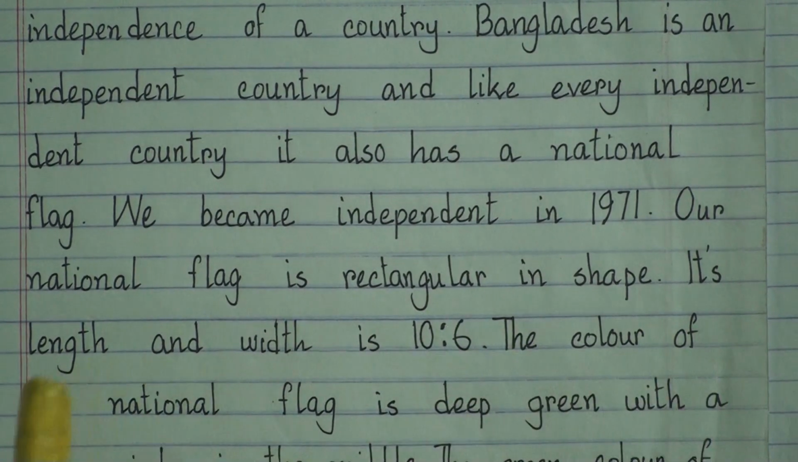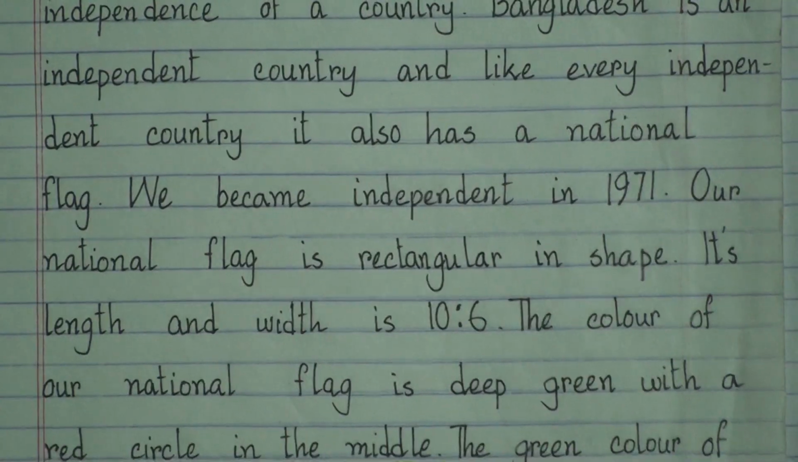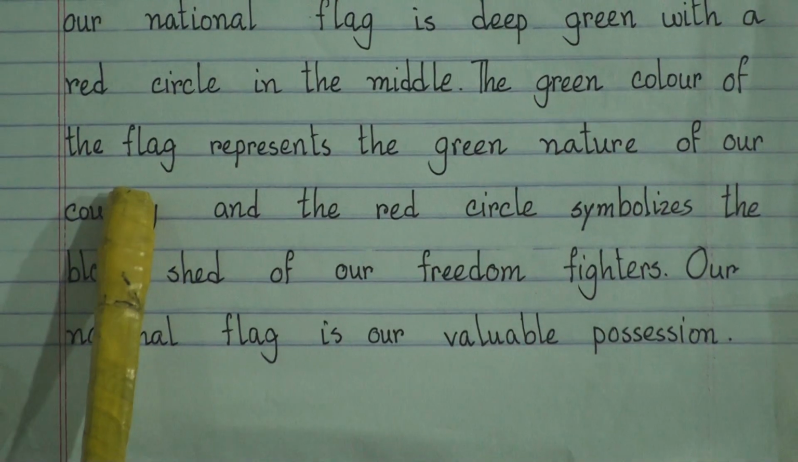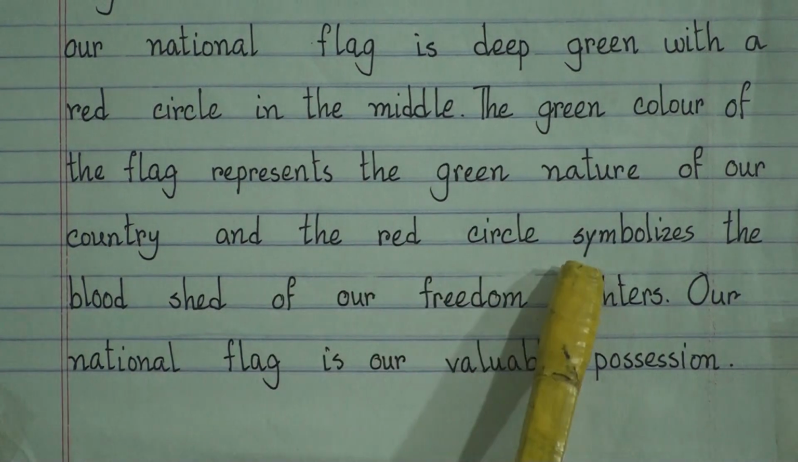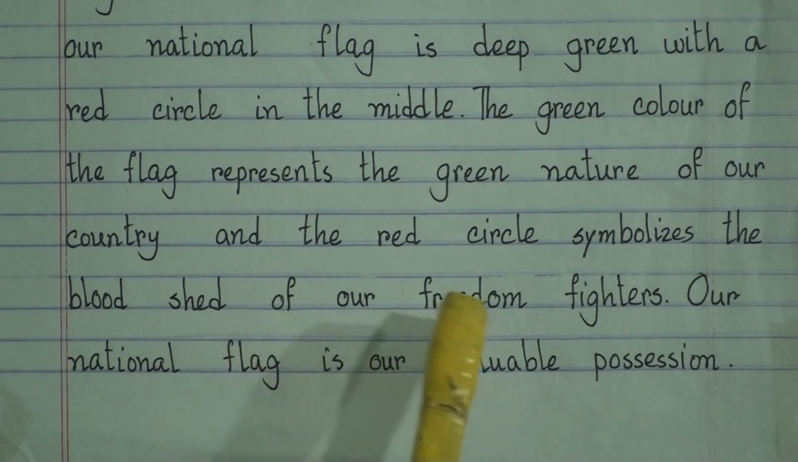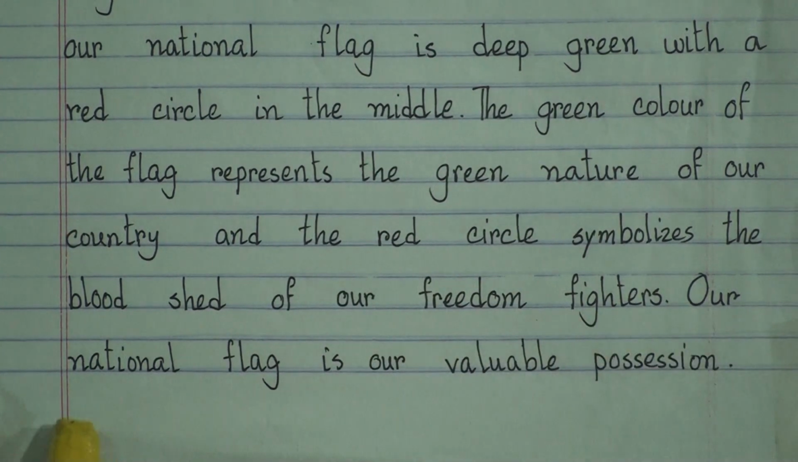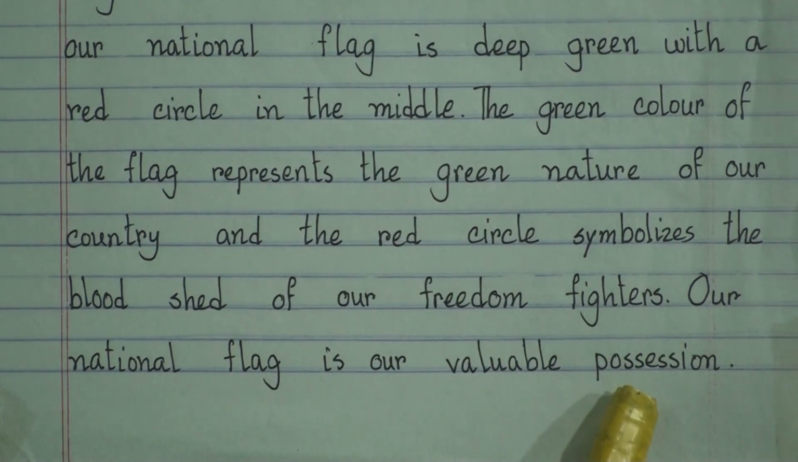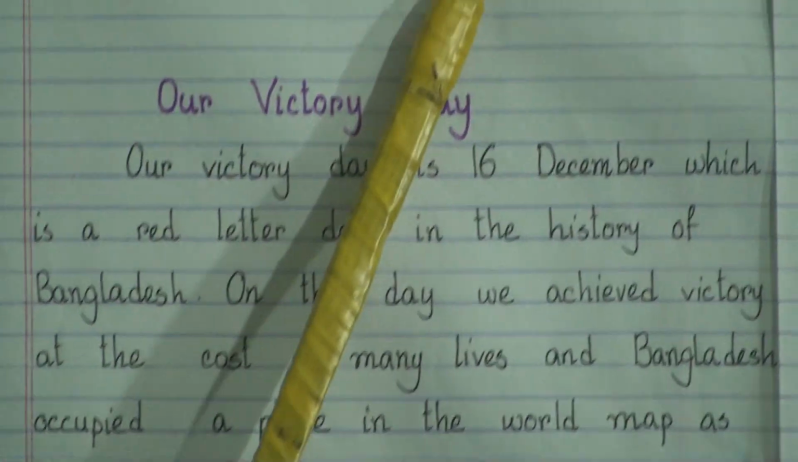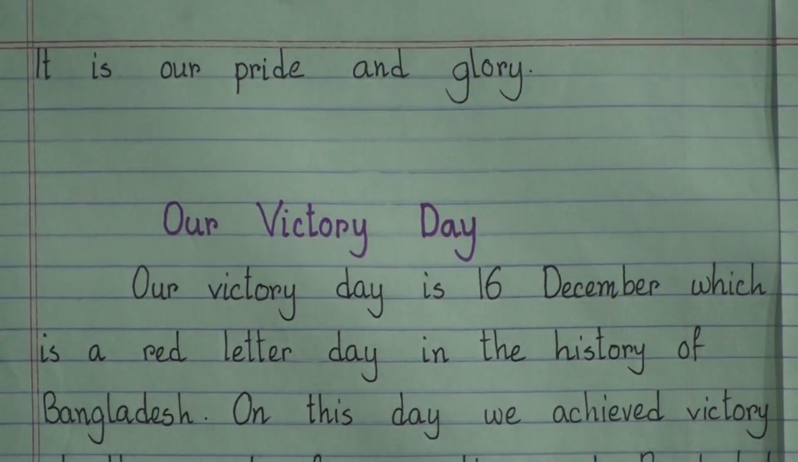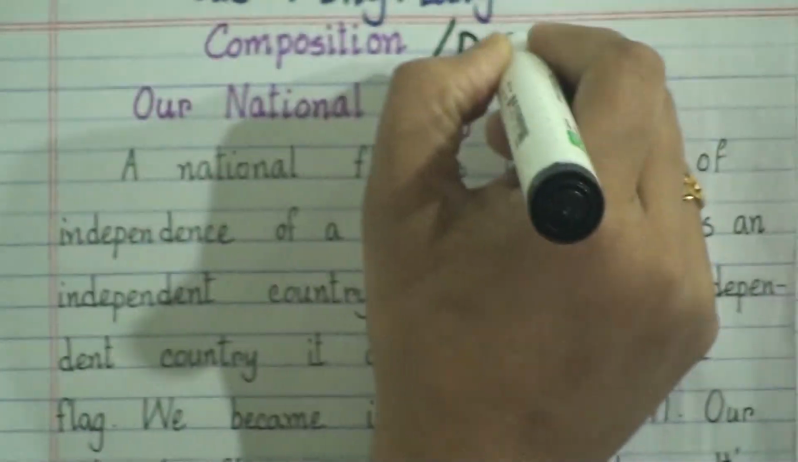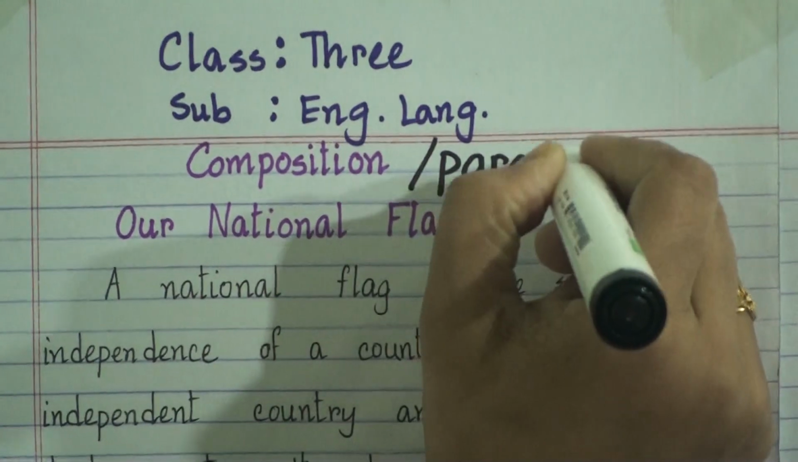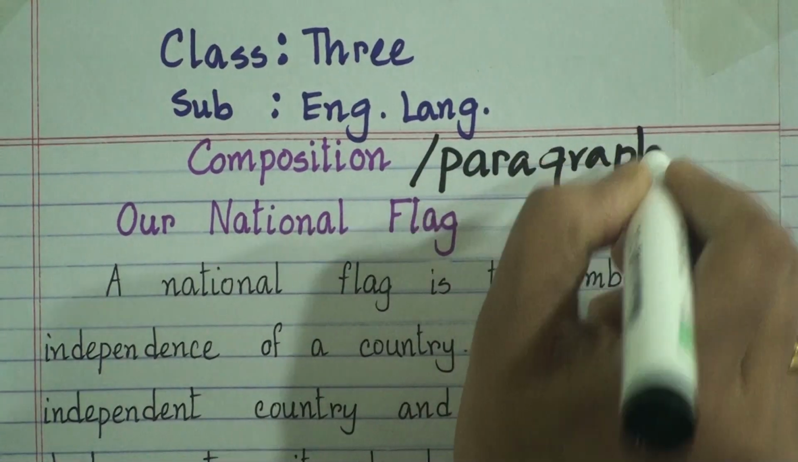The color of our national flag is deep green with a red circle in the middle. The green color of the flag represents the green nature of our country, and the red circle symbolizes the bloodshed of our freedom fighters. Our national flag is our valuable possession. It is our pride and glory. Okay. So we came to know about our national flag, that it is our pride and glory.